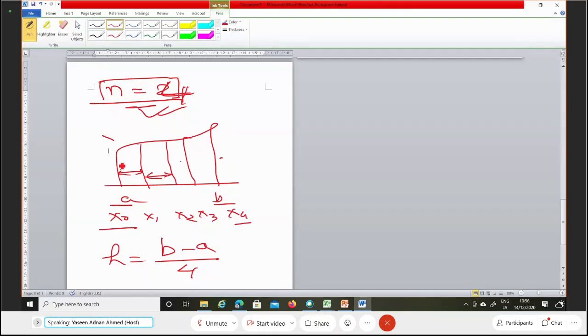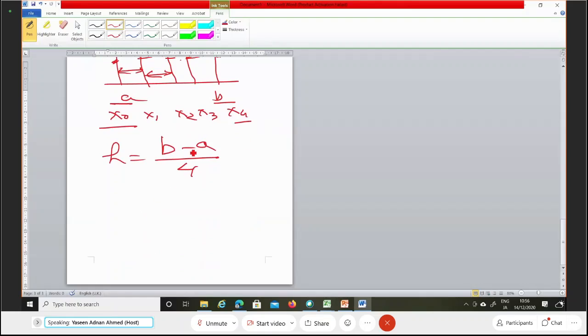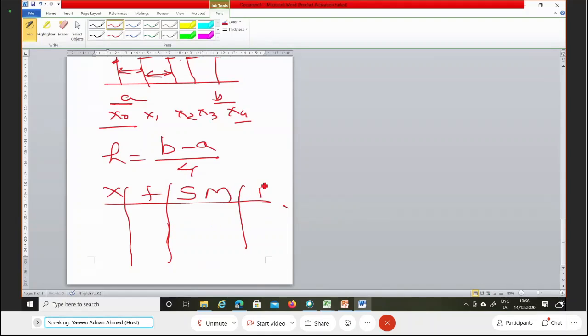So how many stations we have? Ordinates or stations? 1, 2, 3, 4, 5. Odd number, so it's okay. It's matching, right? So like before, we need to prepare the table. So this is x, this is f. We need to consider Simpson multiplier, Sm, and we need to have product.